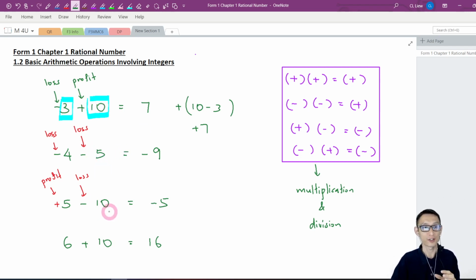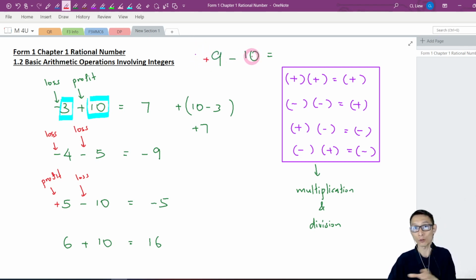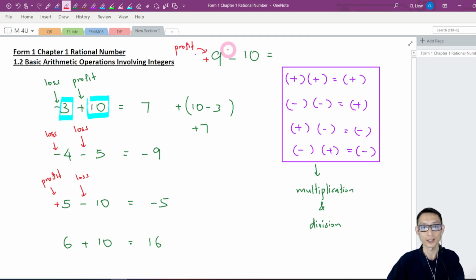Let me give you one more example. 9 minus 10. What is the answer? You don't see any sign here, so it means positive. If you don't know how to solve this one, think about this. Profit, and this is loss. I think it should be no problem now. Profit 9, a loss of 10. Overall, a negative 1. You lost 1 ringgit. The loss is 1 ringgit.